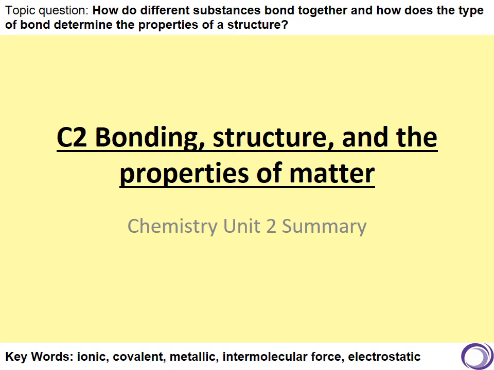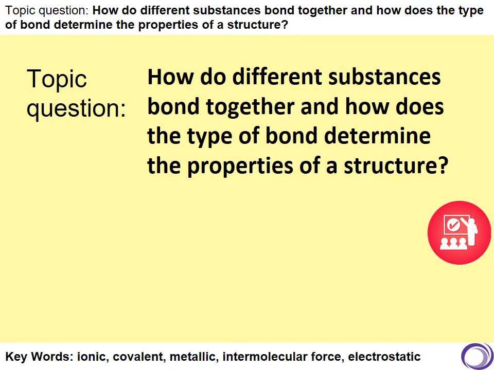In this video we will summarise all the content for the AQA Chemistry Unit 2: Bonding, Structure and the Properties of Matter. In this unit we look at how different substances bond together and how the type of bond determines the property of a structure.